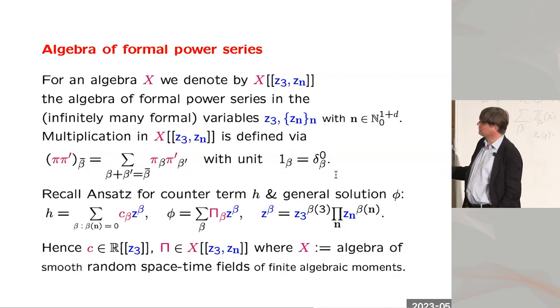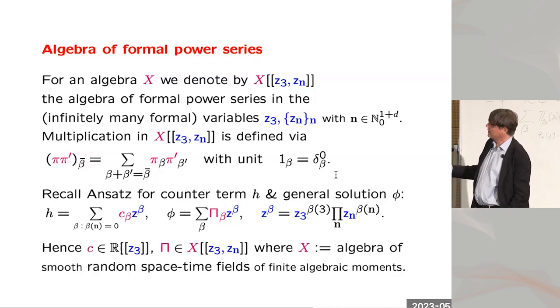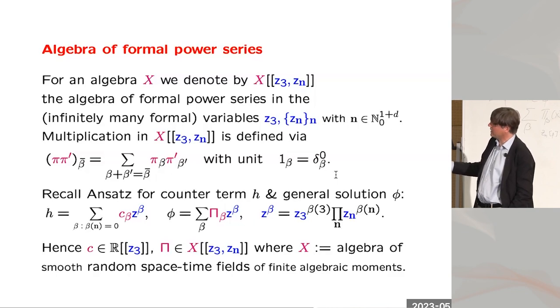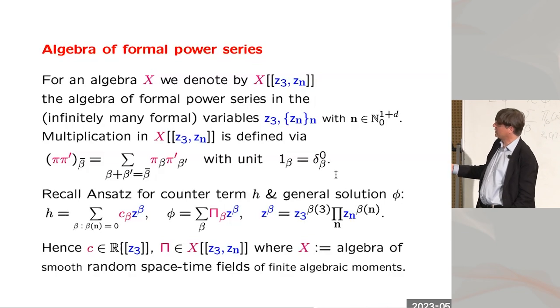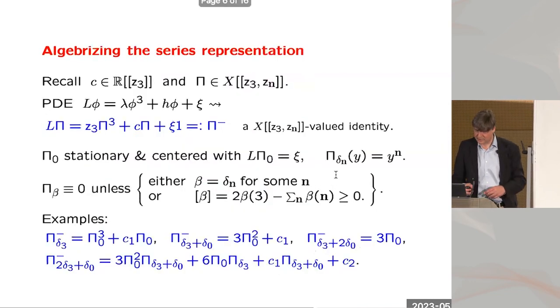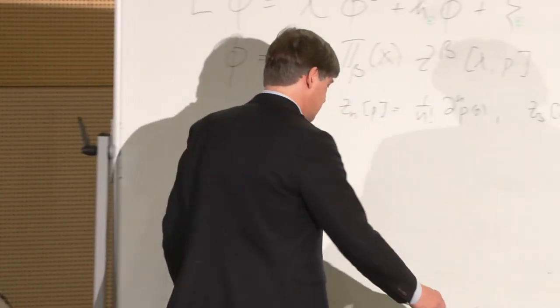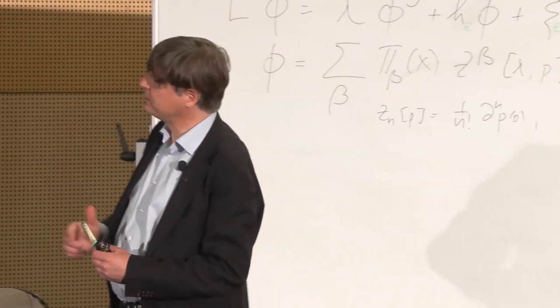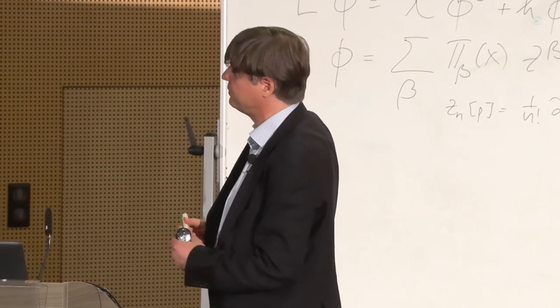If you recall this ansatz of writing the counterterm as these formal power series, you see that a more compact way of thinking of the counterterm is in terms of these coefficients C as denoting a formal power series in the z3 variable, and these space-time functions pi as being a formal power series in these infinitely many variables with coefficients which are in the algebra of space-time functions, let's say for the moment, smooth and random space-time functions of finite moments. That's a convenient way of looking upon this, because then you realize that there is a simple translation of your original PDE in terms of these formal power series.